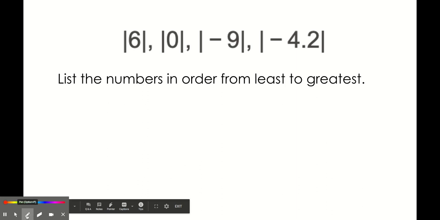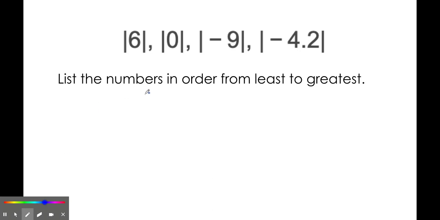All right, in this question, they are asking us to put these numbers in order from least to greatest. So notice that all of our numbers have the absolute value sign. So the first thing we need to do is figure out what is the absolute value of each of them. So I'm going to write the absolute value above the number so we can refer to it.